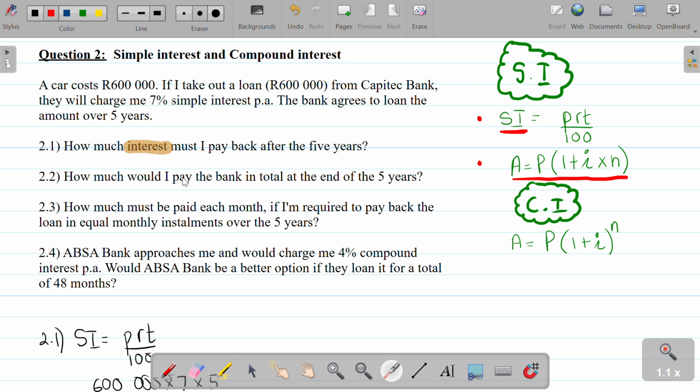How much would I pay the bank in total at the end of the 5 years? So in this case, we need to think about adding the interest and the amount that I borrow. Well, why don't we just tackle those two questions for now? So 2.1, how much interest must I pay back after the 5 years?